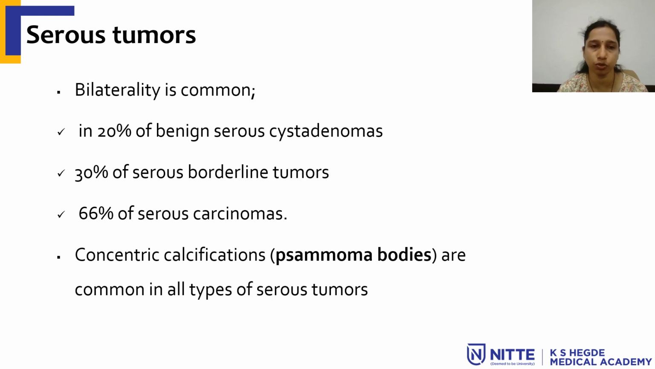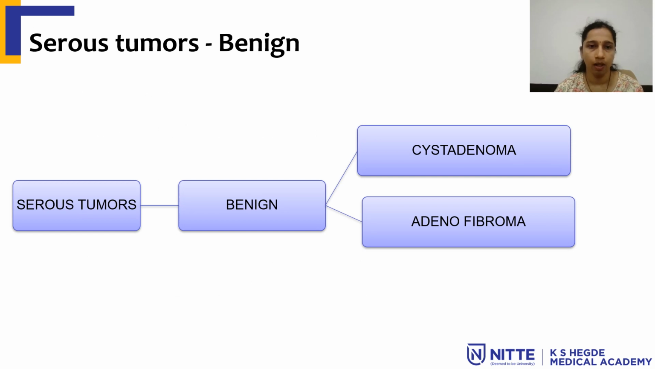So coming to serous tumors, they more commonly present with bilateral tumors. So 20% of the benign tumors can be bilateral, 30% of borderline serous tumors, or 66% of serous carcinoma can be bilateral. One more characteristic feature is concentric calcification, which is called Psammoma bodies. So Psammoma bodies are characteristic features of serous tumor, which can be seen in all types like serous benign tumor, borderline tumor, or malignant carcinoma.